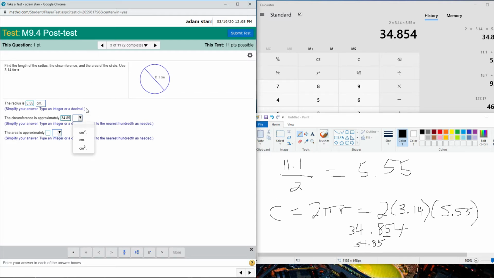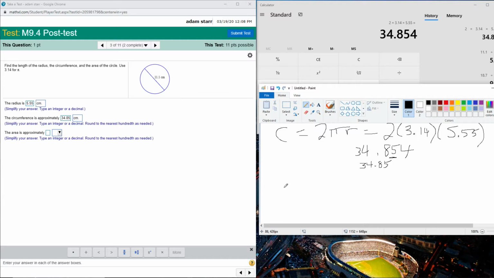Circumference, just like radius and diameter, is just centimeters. Okay, just centimeters there for circumference. But now we're trying to find the area. Area of the circle is pi r squared. Again, using 3.14 for pi. My radius is 5.55, but I have to square it, so I'm multiplying it by itself.